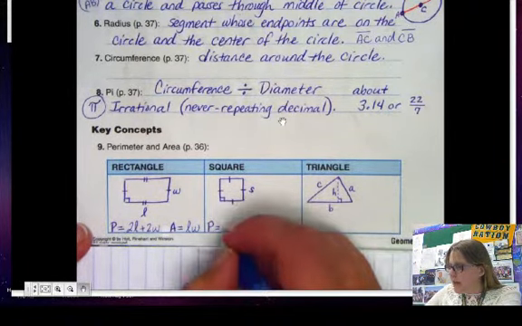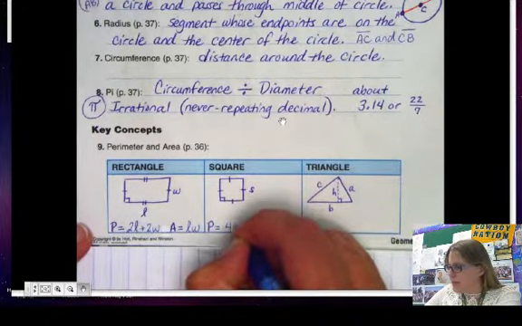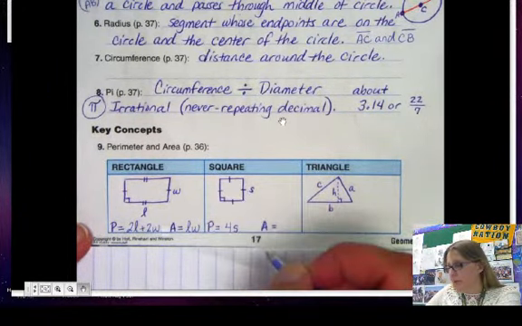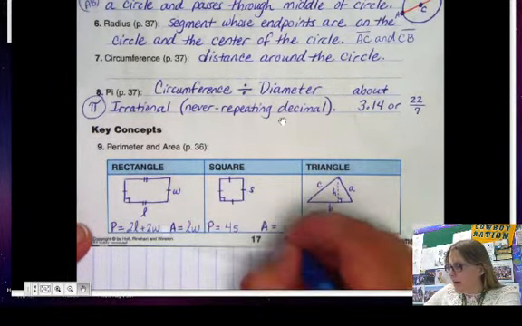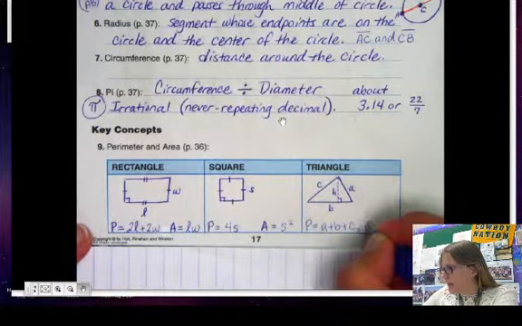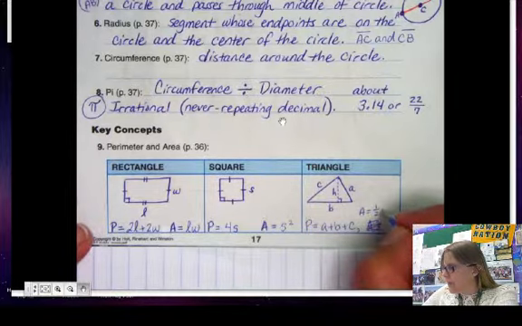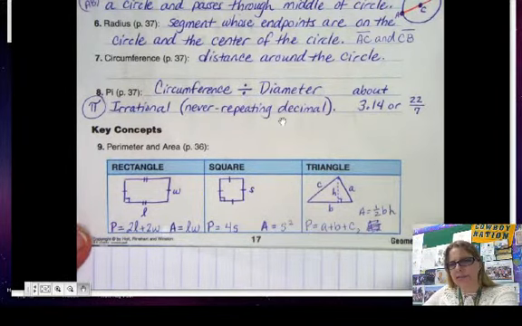Perimeter of a square is 4 times one of the sides because they're all the same. So there are 4 of them. Area is side squared, or side times side, which is the same as side squared. Perimeter of a triangle, in this case, we have our perimeter is A, B, and C, so you just add them together. And area of this triangle is 1/2 base times h for height.